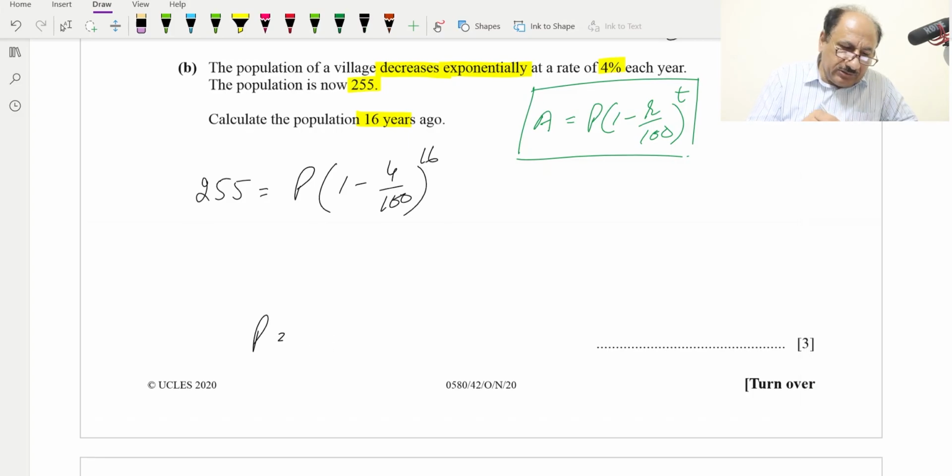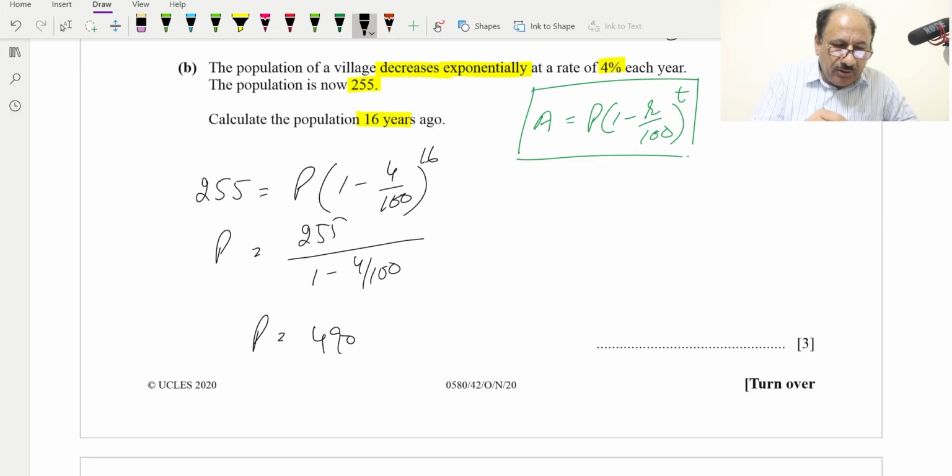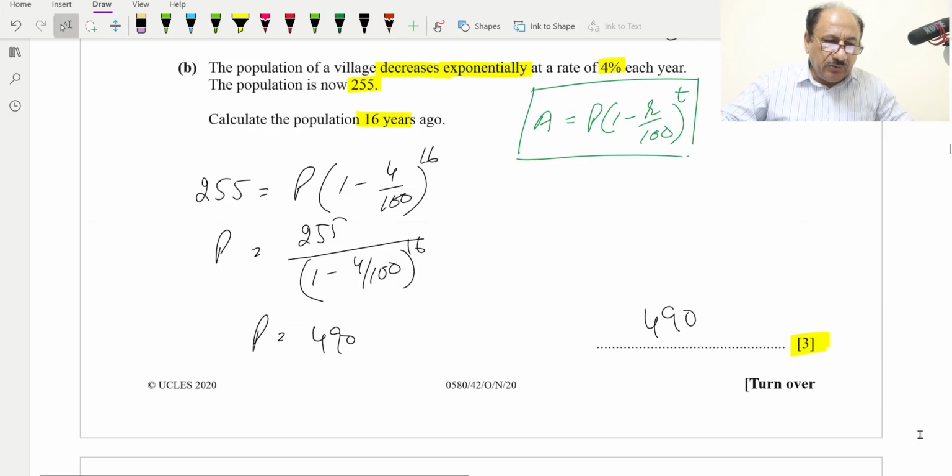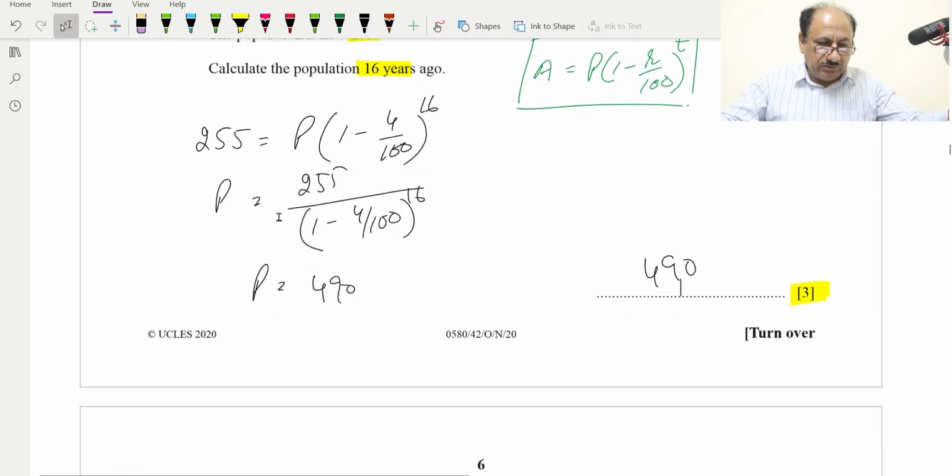But again, this is a 3-mark question. We will have to take care of the examiner's requirement also. So what we will be doing, we can shift everything to the other side. So P is equal to 255 over (1 - 4/100) raised to the power 16. That's all. This is more than sufficient for your 3 marks, and this is done. You can write here the answer as 490. Hopefully you understood this question as well.